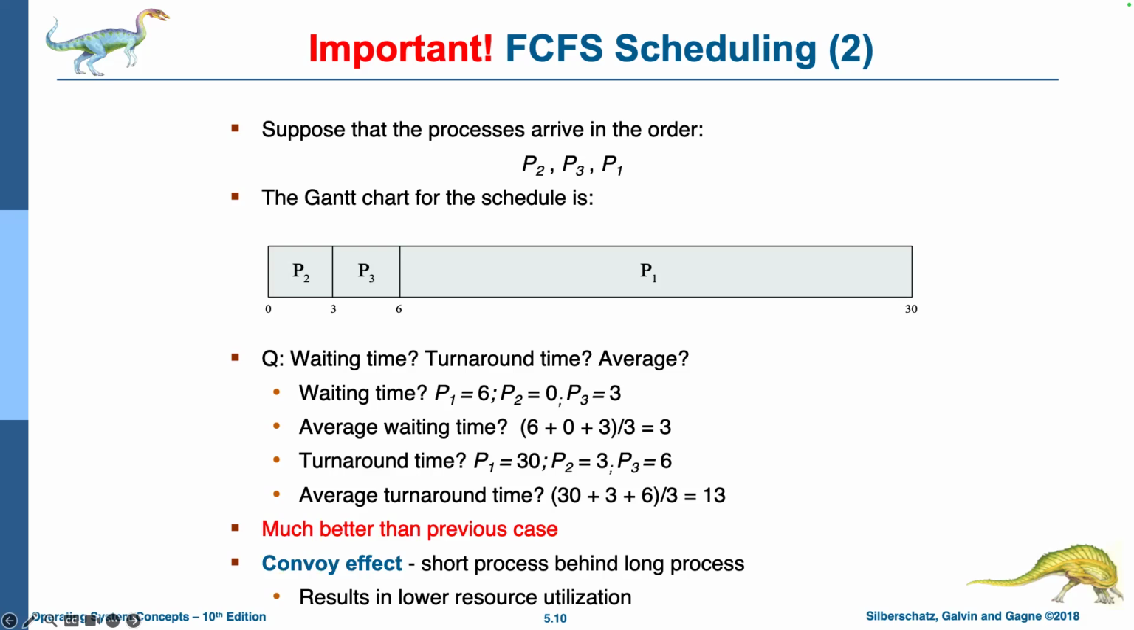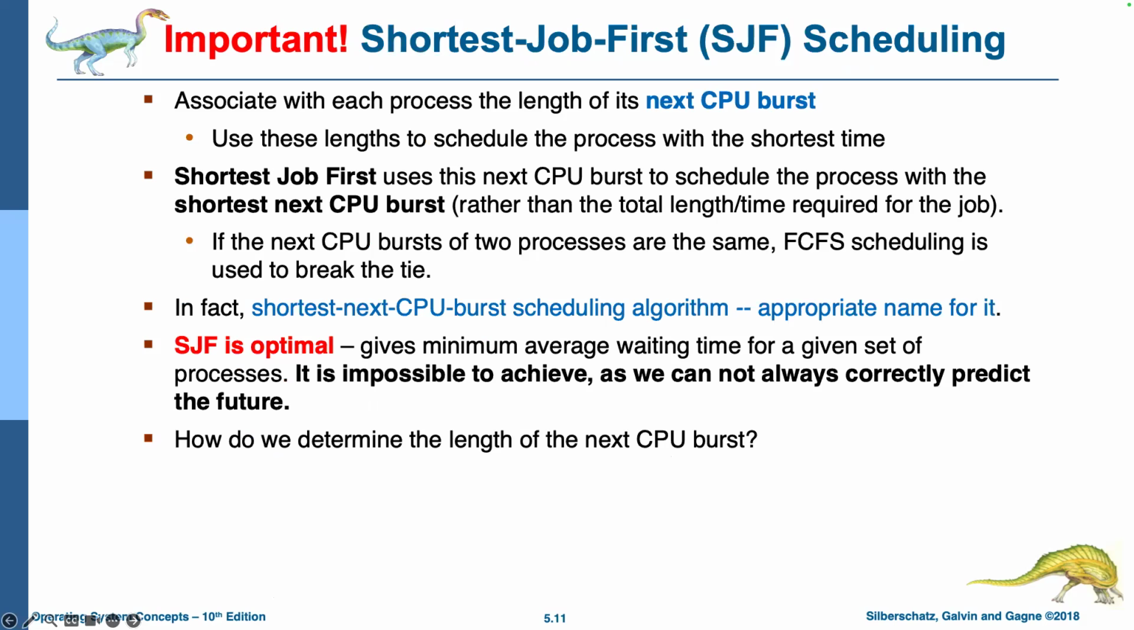Yeah, that's it. A short process behind a long process results in lower resource utilization, and this is a good strategy. That's why we naturally have the idea of shortest job first scheduling. We pick a short job first, and then we execute the long job second. But the problem is, shortest job first schedules the process with the shortest next CPU burst.